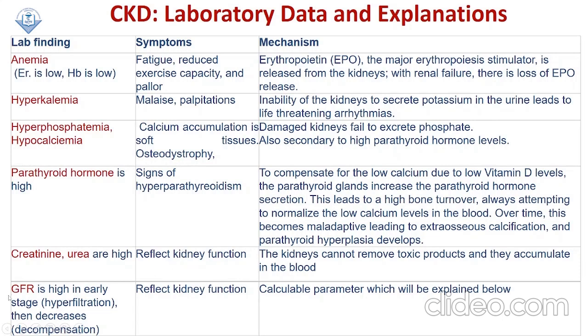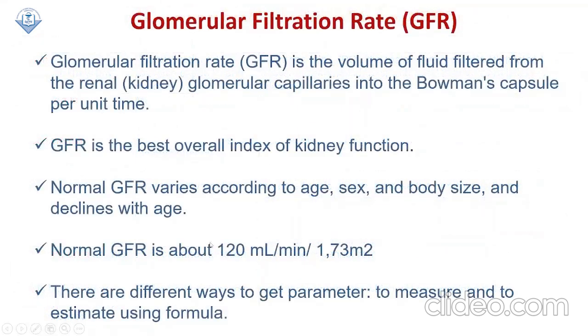And glomerular filtration rate will be increased in the early stage, in compensation, it is hyperfiltration, and it decreases in the late stage, it is decompensation. It reflects kidney function. What is this parameter, glomerular filtration rate? It is the volume of fluid filtered from the kidney glomerular capillaries into the Bowman capsule per unit time. It is the best overall index for kidney function.